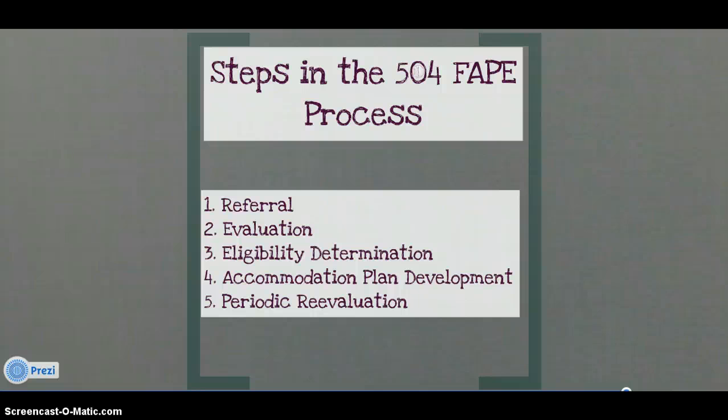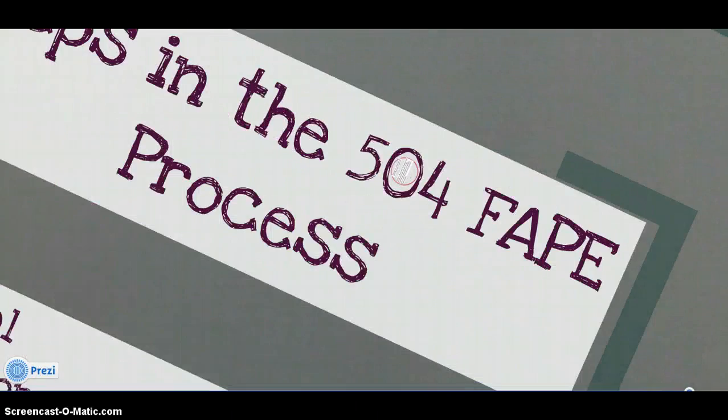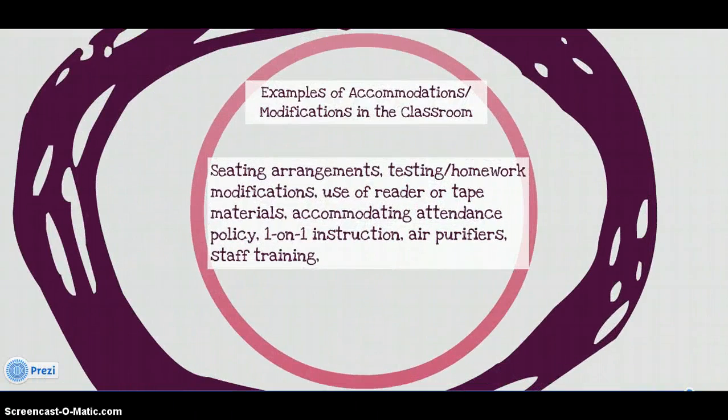Third, eligibility is determined. Fourth, an accommodation plan will be developed. And fifth, the student will be periodically reevaluated. Some examples of the accommodations or modifications that can be done in the classroom are seating arrangements, testing or homework modification, use of reader or tape materials, accommodating attendance policy, one-on-one instruction, air purifiers for allergies, staff training, and many more.